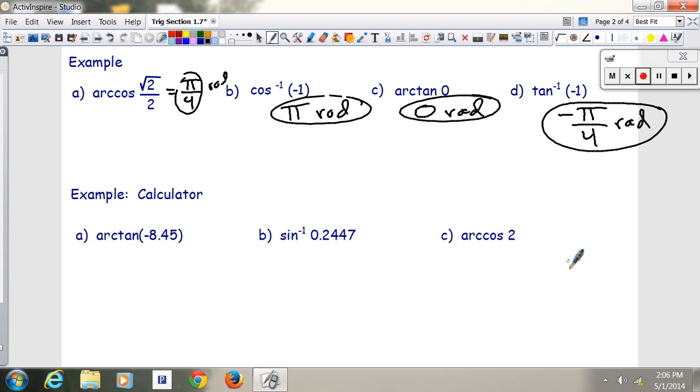Now arctan, how would I put arctan in my calculator? The tan negative 1. I'm still doing the negative 1. It's the same thing. Arctan and negative 1 are the same. So I'm going to go to my calculator, and what mode do I need to be in today? Radians. All of them are going to be radian mode. So grab radian mode and put in inverse tan, and then put in negative 8.45. And you're going to get a negative 1.453. Negative 1.453. See if you get that to come out of your calculator.